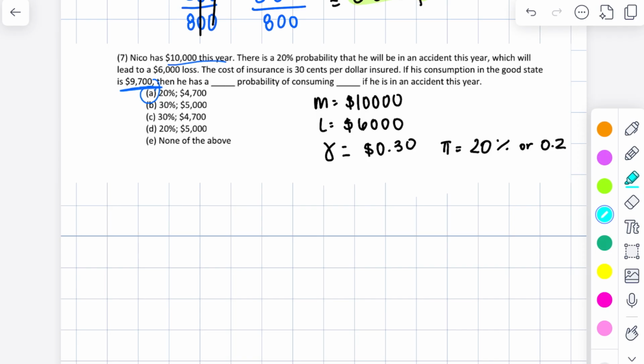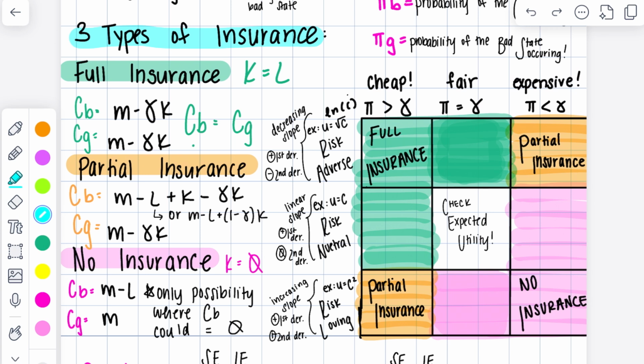So next we have this question about Nico. It tells us that his income is $10,000. There's a 20% chance he'll be in an accident, which will lead to a $6,000 loss. That tells us our L. The cost of insurance is 30 cents per dollar. This means that his insurance is more expensive than the chance of him even being in an accident, right? 0.3 is greater than 0.2, so he must be purchasing expensive insurance.